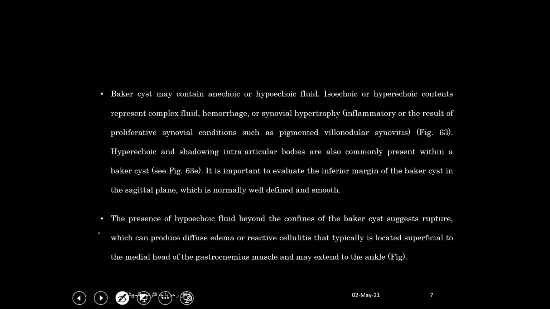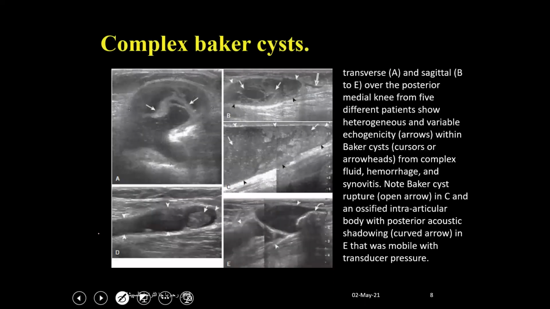In the sagittal plane, the Baker cyst will normally be well defined and smooth. The presence of hypoechoic fluid beyond the confines of the Baker cyst suggests a ruptured Baker cyst. If there is any fluid beyond the limit or walls of the Baker cyst, that could be a ruptured Baker cyst. So here you will see some images of the ruptured Baker cyst.